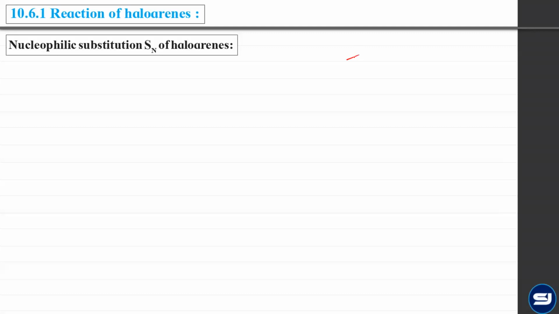Now first of all, when I talk about haloarenes, we have a halogen directly bonded to the benzene ring. Based on the structure of the haloarene, there are two types of reactions possible. Firstly, the halogen, which has a partial negative charge due to the difference in electronegativity, can be substituted by another nucleophile similar to alkyl halides. That is why it can undergo the SN reactions, that is nucleophilic substitution reactions.